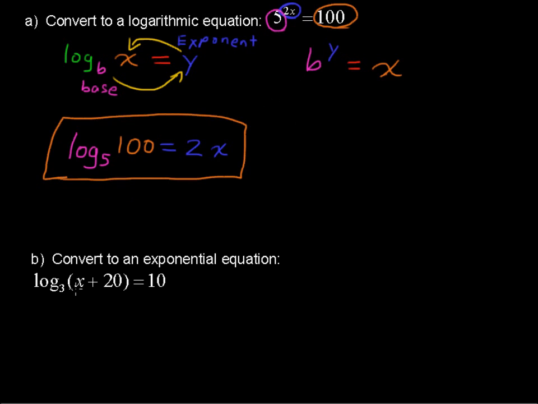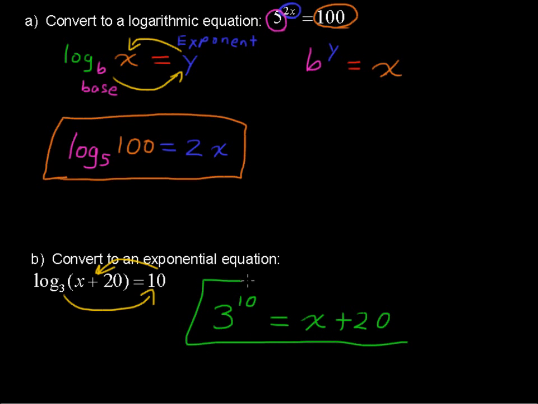Okay, the next example, convert to an exponential equation. Log base 3 of x plus 20 equals 10. We're going to just go with this example up here, this general form, and I'm just going to draw the arrows and say base 3 raised to the exponent of 10 equals x plus 20. So we're just going to write that right out. 3 raised to the 10th power equals all of x plus 20.